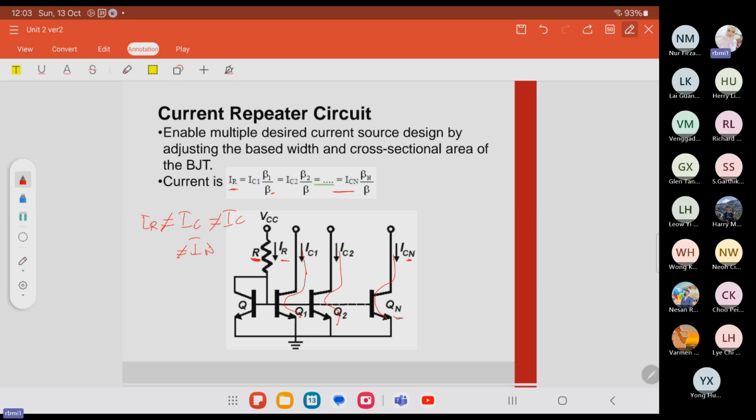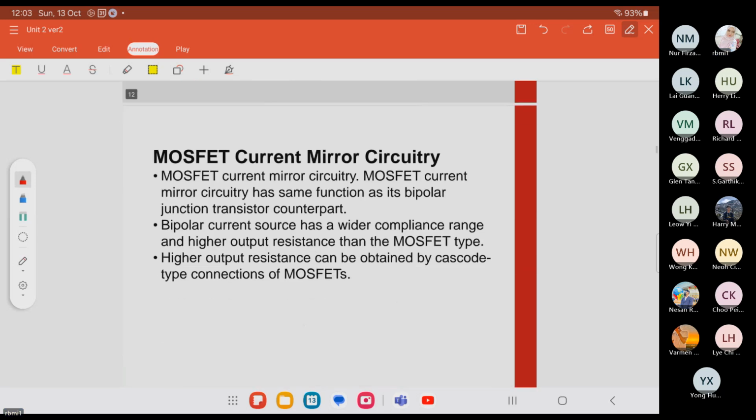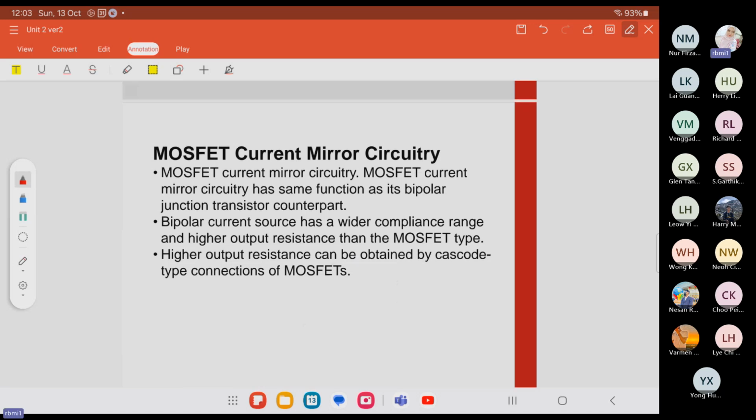If the transistors do not have equal cross-sectional area, then it depends on the parameters of the transistor.